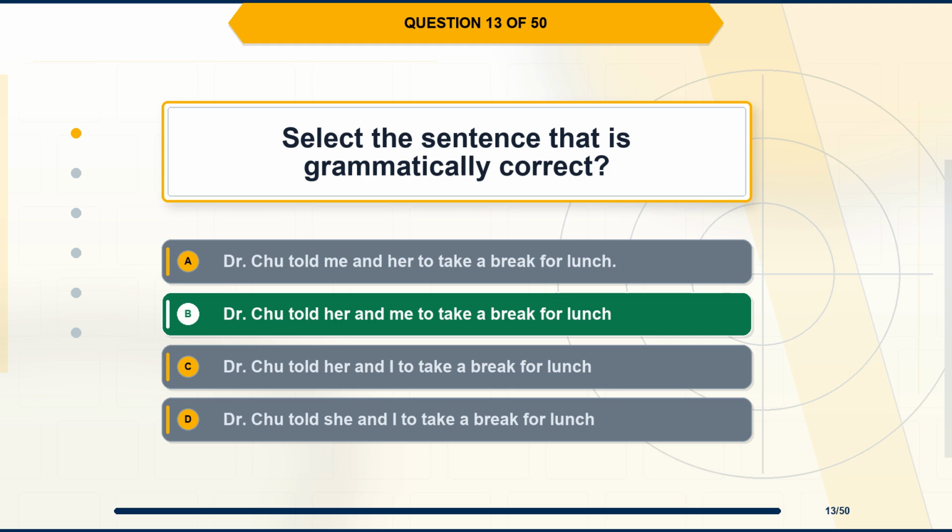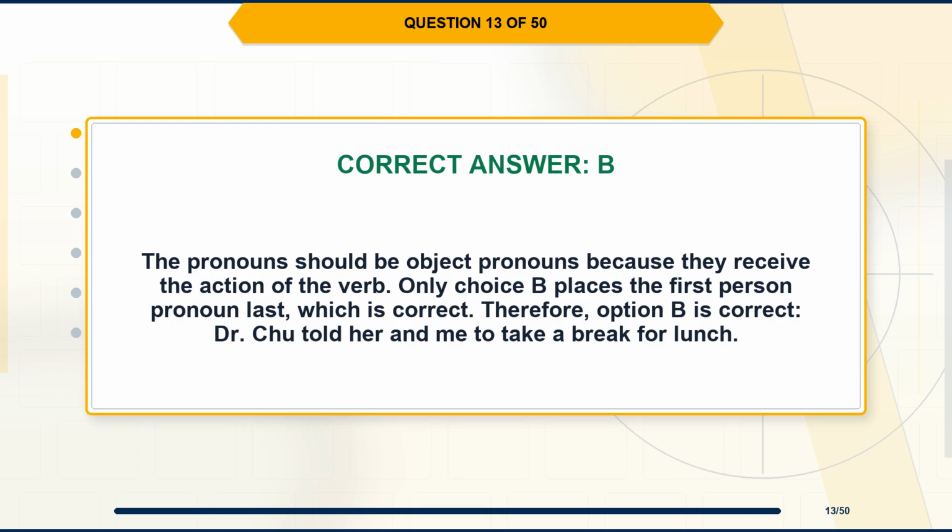The correct answer is option B, Dr. Chu told her and me to take a break for lunch. Explanation. The pronouns should be object pronouns because they receive the action of the verb. Only choice B places the first person pronoun last, which is correct. Therefore, option B is correct, Dr. Chu told her and me to take a break for lunch.